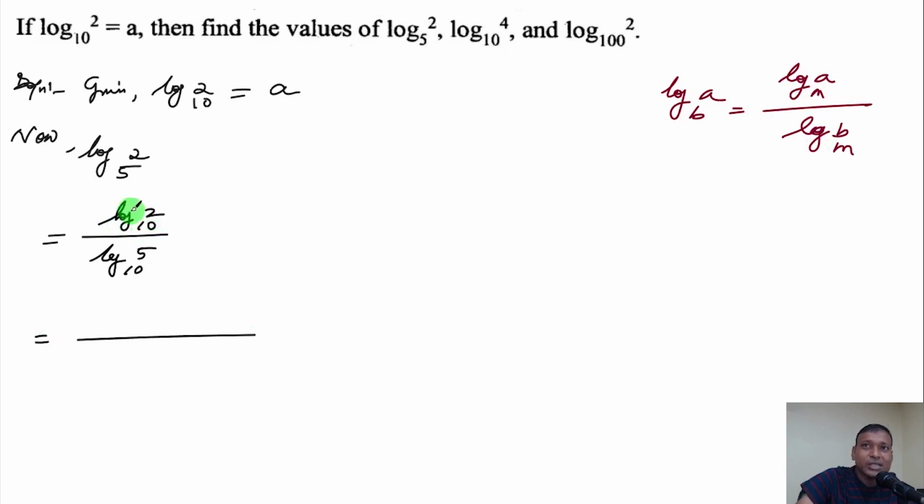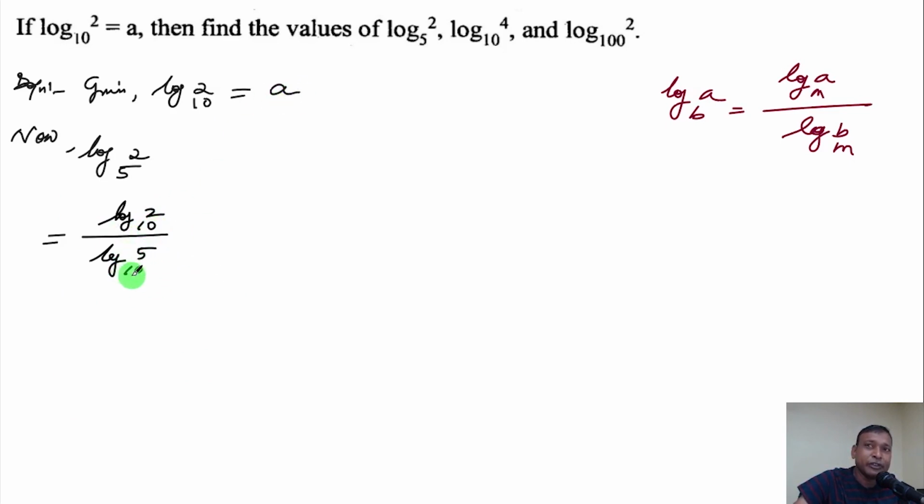Now what to do? Now this log 2 to the base 10 has the value a, and this log 5 to the base 10, I have to convert all this in terms of a. So for this, again further, I will break this 5. Yes, it can be written as 10 by 2. Now here, as it is log 2 to the base 10, we will put the value a.